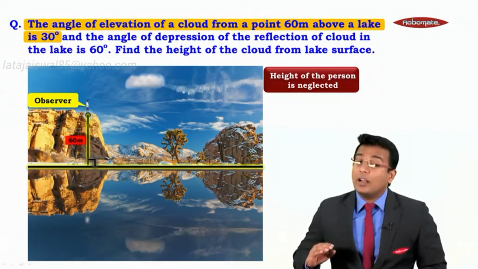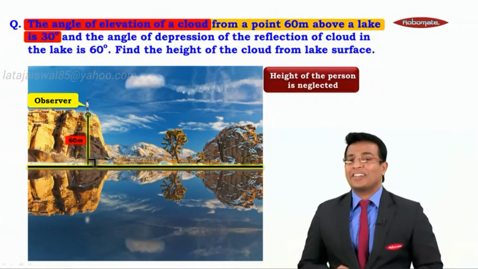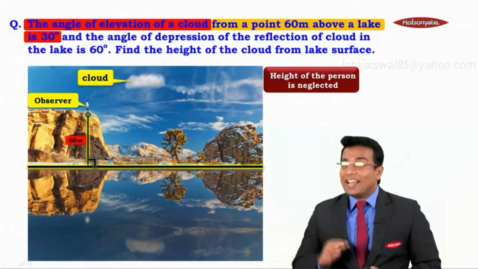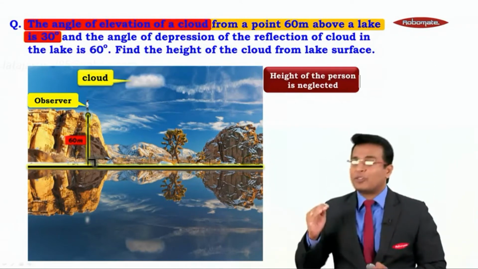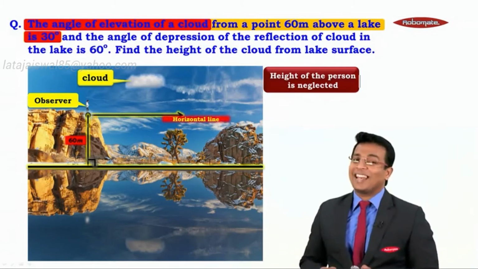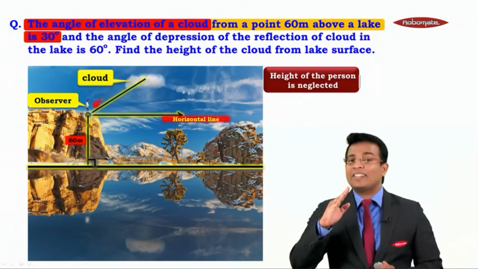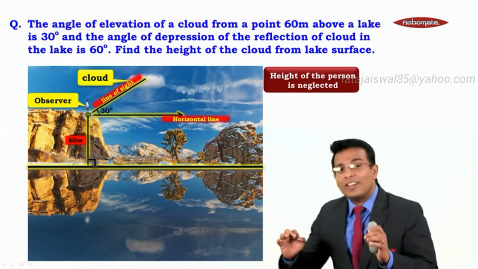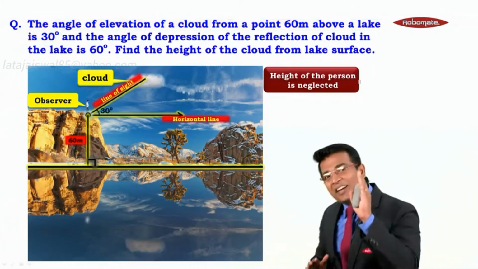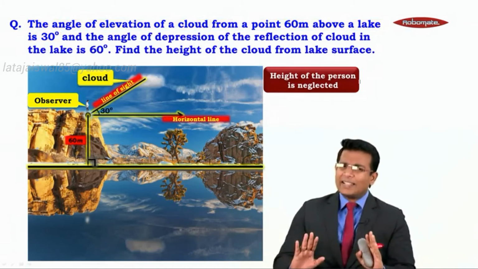And he is observing a cloud. And there's a cloud here. He's observing that, making an angle of elevation of 30 degrees. So the moment you have an observer, first you need to have a horizontal line. So there's a horizontal line here. And we've seen the cloud, that means there's a line of sight making an angle of 30 degrees. This is the angle of elevation formed when he's observing that cloud. Clear? This is easy, right?